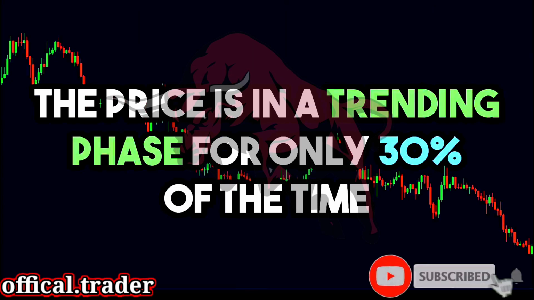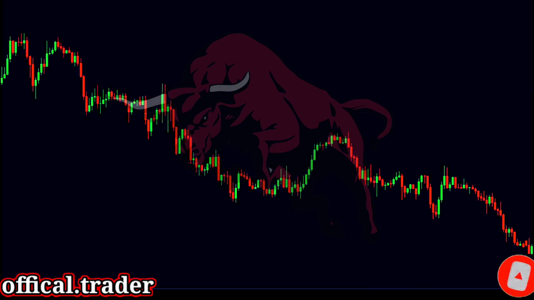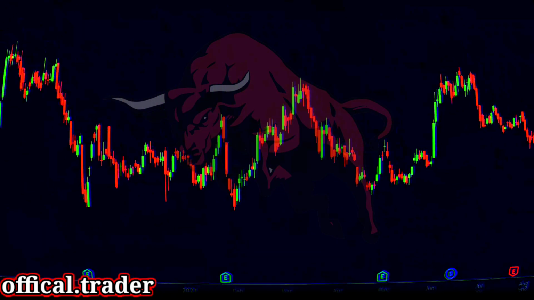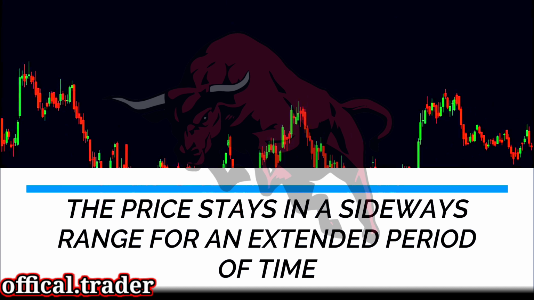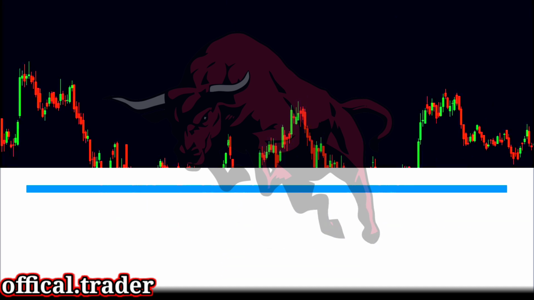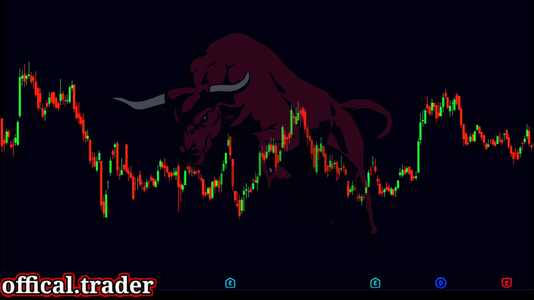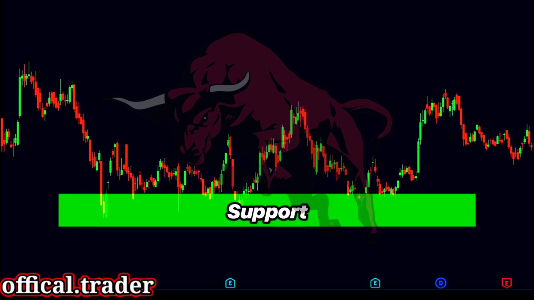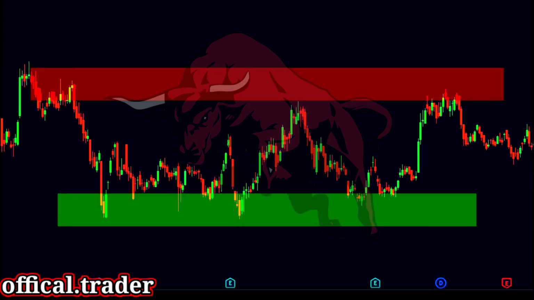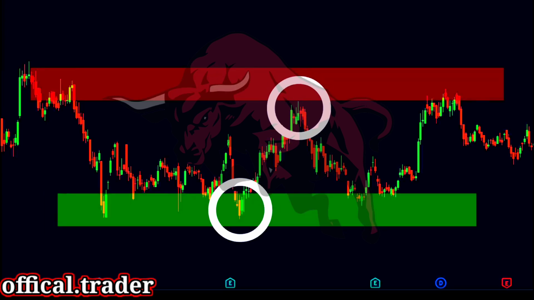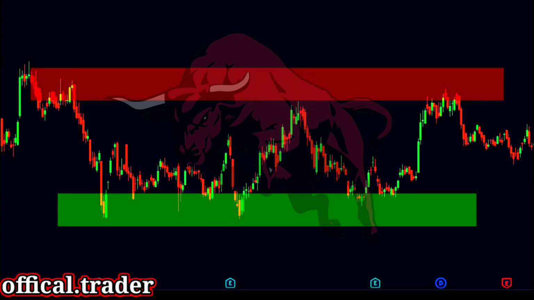The price of an asset is in a trending phase for about 30% of the time. For the rest 70%, the price is in a ranging phase. A ranging phase can be identified when the price stays in a sideways range for extended amounts of time. This happens because the price is stuck between a major support and a major resistance level. In a sideways phase, we will look to trade at the reversals on support and resistance levels, or we will trade the breakout of the range.